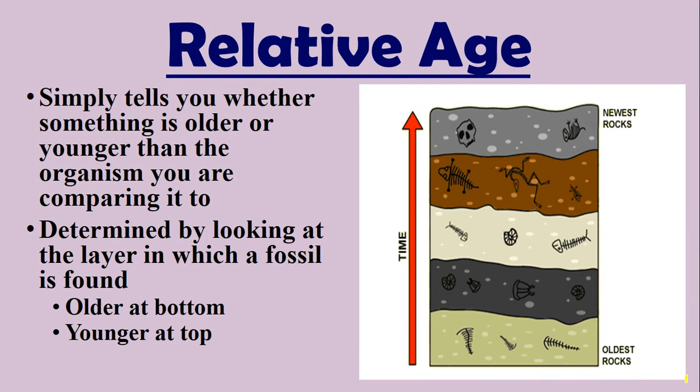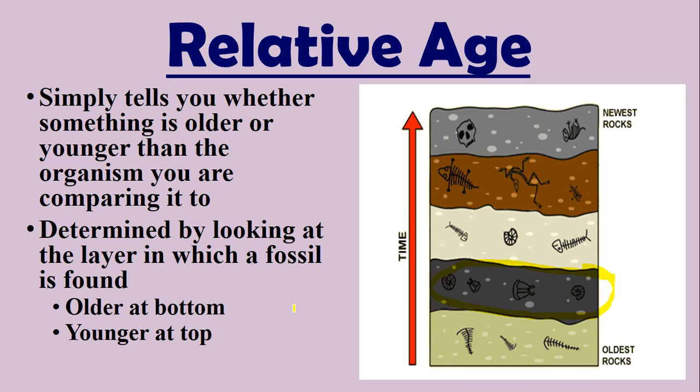Relative age simply tells whether something is older or younger than the organism you are comparing it to. So say you have this picture over here, and we find rock fossils right here. We know things below it are older, and we know things above it are younger. And then we can determine those ages by doing absolute dating.